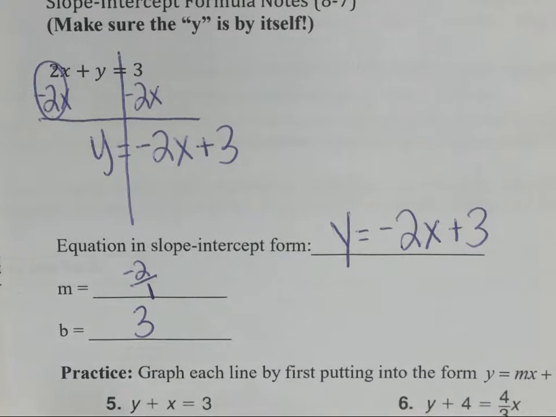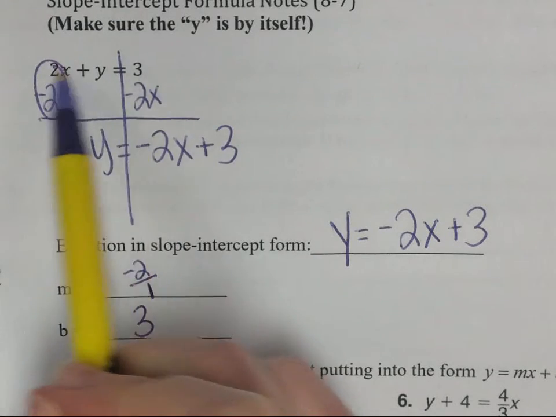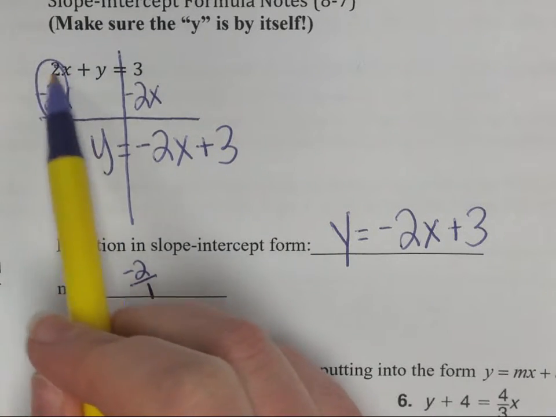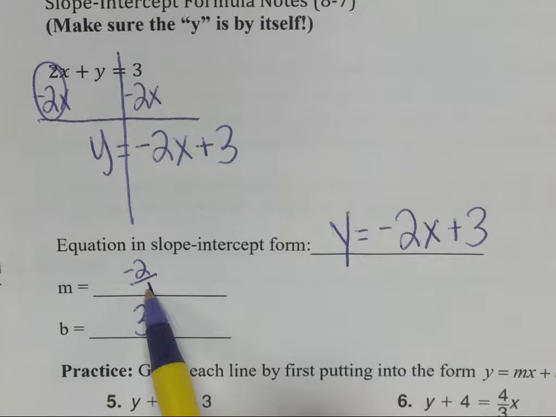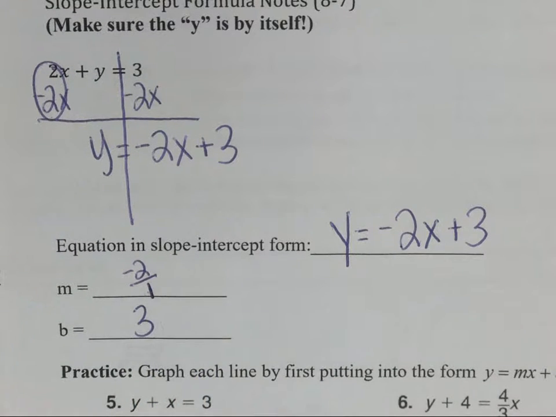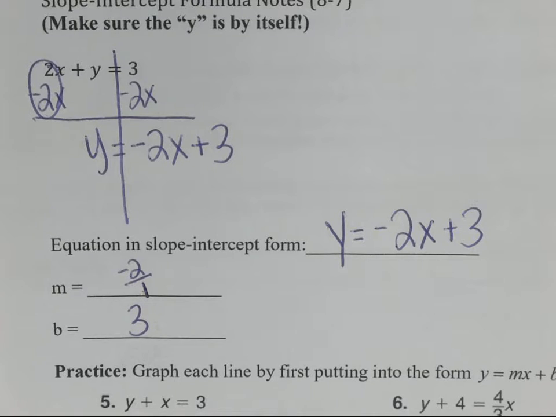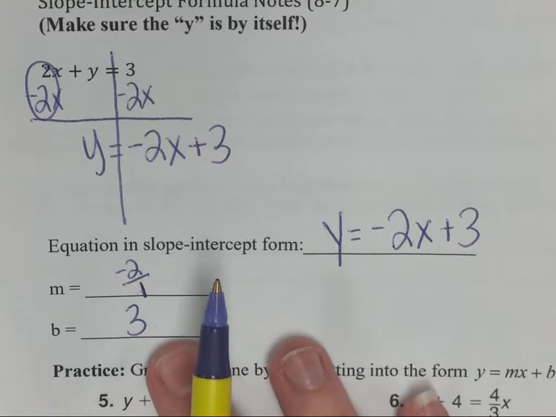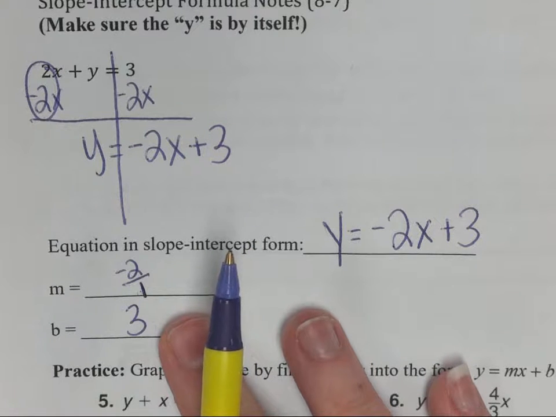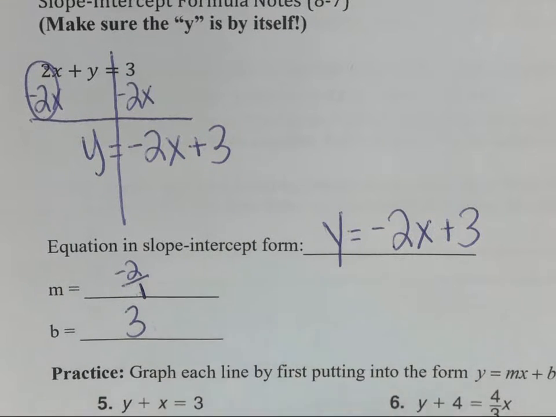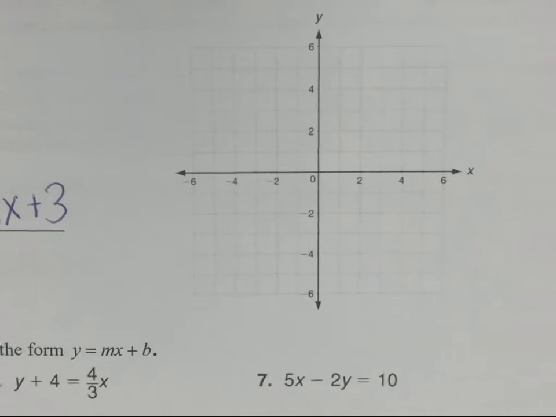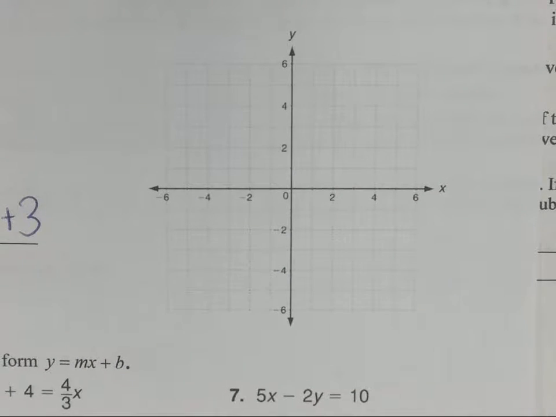Notice, if you had looked at this original equation, you might have guessed that 3 was the y-intercept, but you would have said that 2, a positive 2, was your slope if you didn't rearrange. So we have to make sure we get y by itself before we try to identify our slope and y-intercept. And now that we have identified m and b, we can graph. What do we graph first? The y-intercept. So 3. And that y-intercept is going to go where? On the chart.